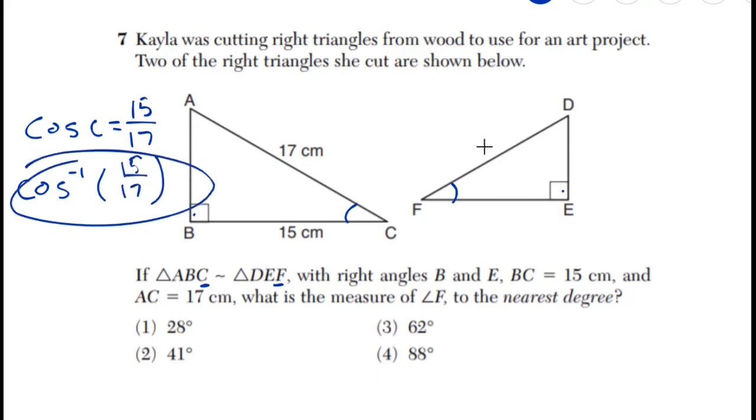We can't do this in our head, but if you plug this in, arc cosine of 15 divided by 17, make sure you're set to degrees. If you're in radians, you're going to get some random decimal. If it's set to degrees, you should get 28 degrees.